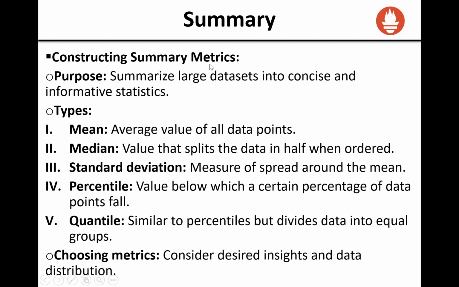Constructing summary metrics. The purpose is to summarize large data sets into concise and informative statistics. The types are mean, median, standard deviation, percentile, and quantile. The mean is the average value of all data points. The median is the value that splits the data in half when ordered. Standard deviation is a measure of spread around the mean. Percentile is the value below which a certain percentage of data points fall. Quantile is similar to percentiles but divides data into equal groups.